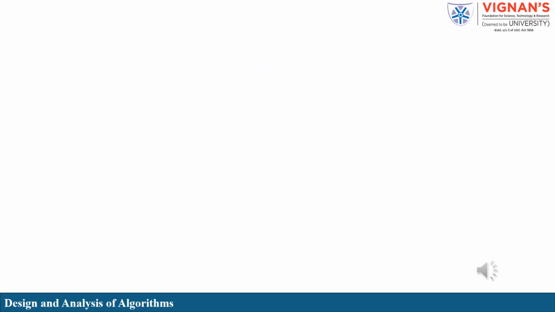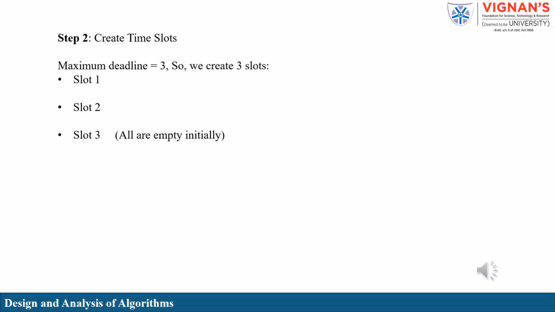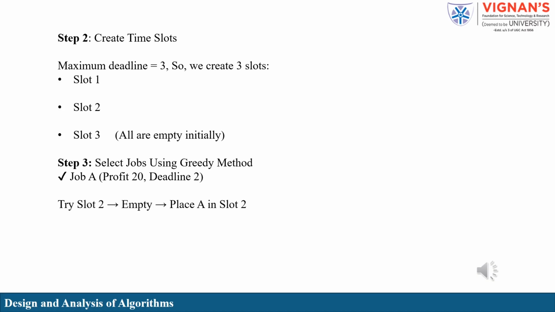Step 2 and Step 3, brief script. Next, we look at the maximum deadline, which is 3. So, we create 3 time slots, all initially empty: slot 1, slot 2, and slot 3. Now, we start scheduling jobs using the greedy method. Job A with profit 20 and deadline 2. We check slot 2. It is empty, so we place job A in slot 2.